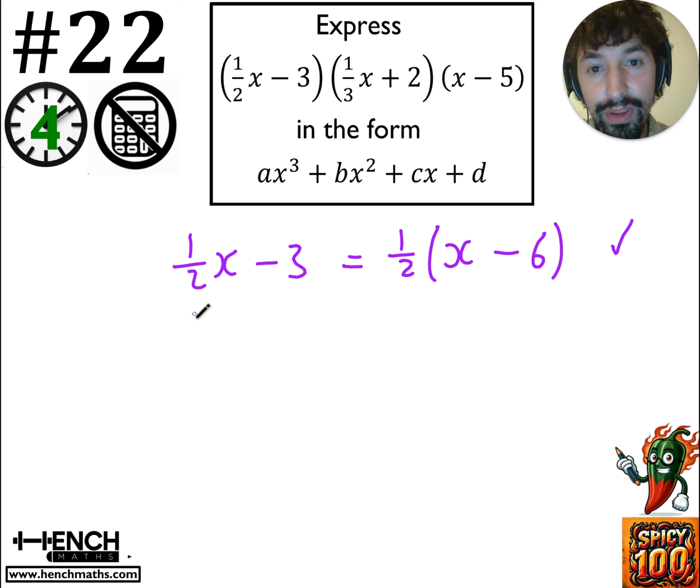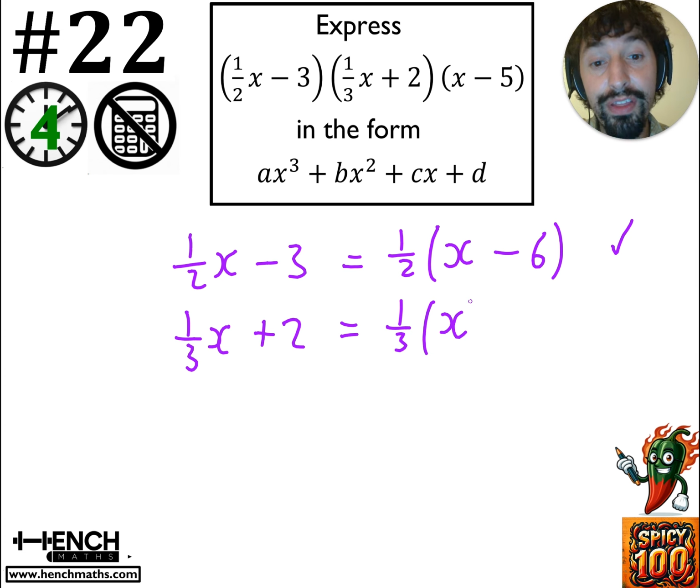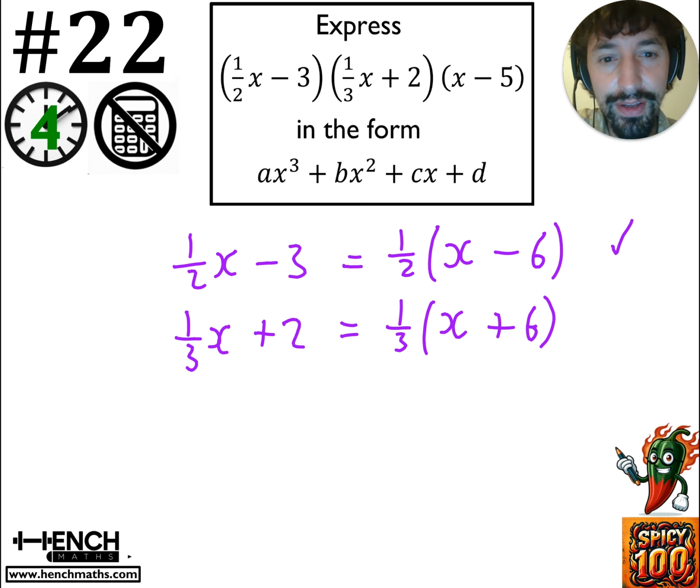If we do the same with a third x plus 2, so we took out a third, that means you'd have an x. We just need to multiply the 2 by 3 in this case, you get plus 6. Just double check, multiply it. A third times x is a third x. A third times 6 is 2. So yeah. So what we can do is we can expand it.